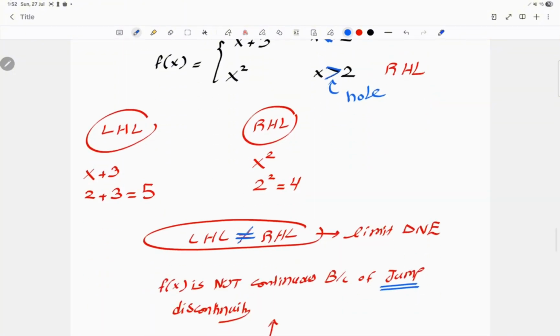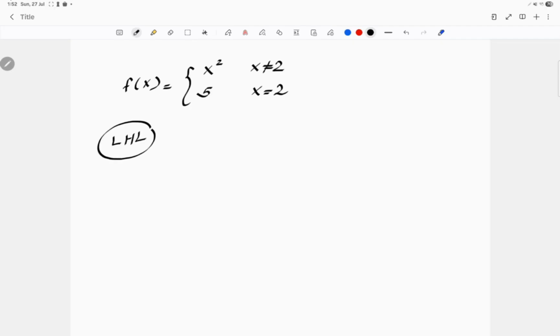Let's do more. Let's make another piecewise function. Here we have our piecewise function. If I want to find the left-hand limit, which part of the equation do I use? And how about the right-hand limit? Which part of the equation do I use? Can you guys tell us? Who is brave enough to tell us what to do right now?